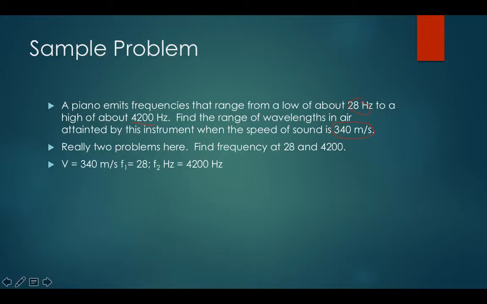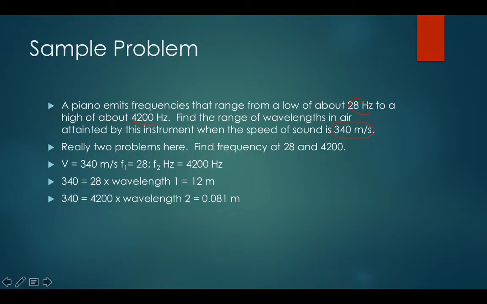So here we have the velocity of sound is 340 meters per second. The first frequency is 28, and the second frequency is 4,200. So solving for the first wavelength, we find out that 340 equals 28 times wavelength 1. This is equal to 12 meters. That means the wavelength on the 28 Hertz is going to be 12. On the other one, though, it's going to be 0.081. So what this shows you is, as you increase the Hertz, you're going to be decreasing the wavelength of the wave.